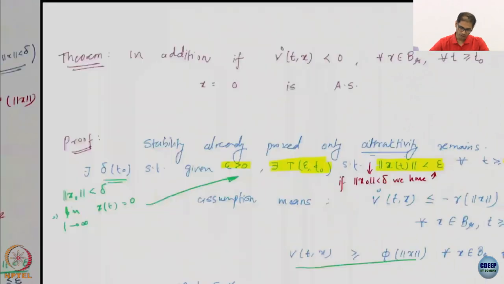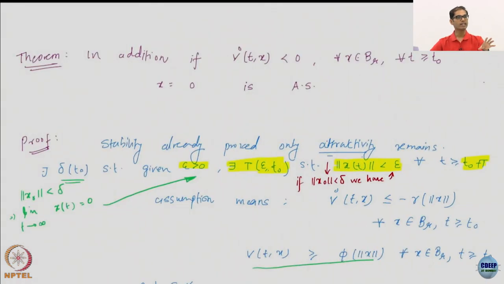So what do we want to do now? We stated and proved the stability theorem in the last class. Now we want to prove the asymptotic stability theorem. Exponential stability is not an easy target to achieve for nonlinear systems, so we are not going to worry too much about it.